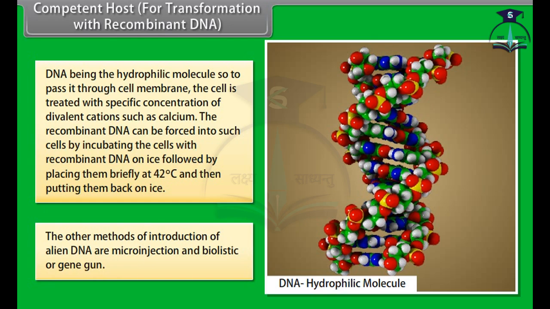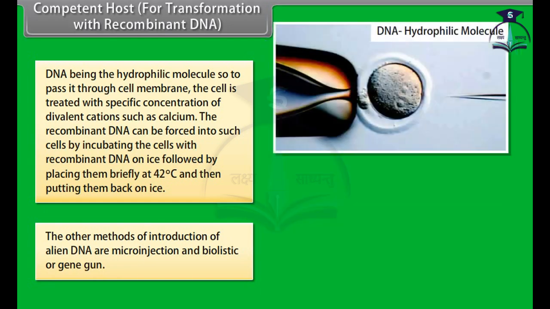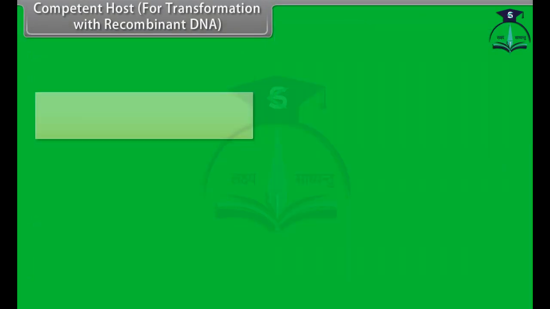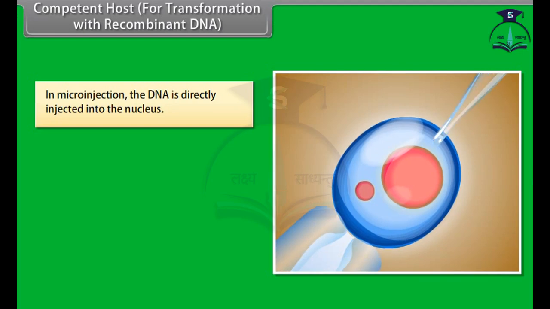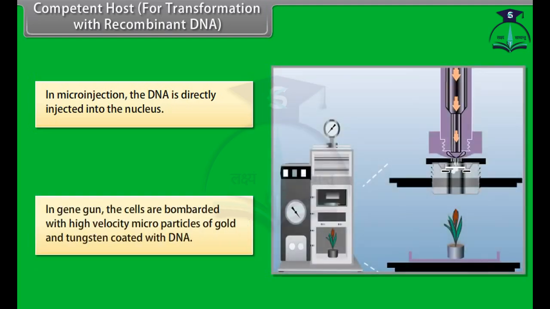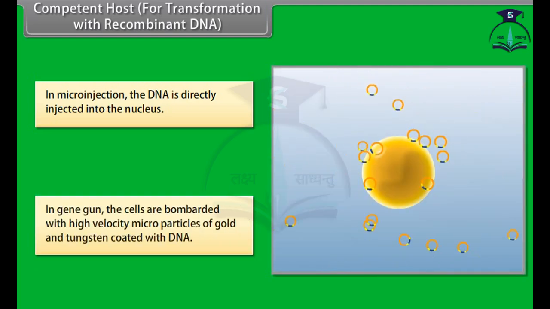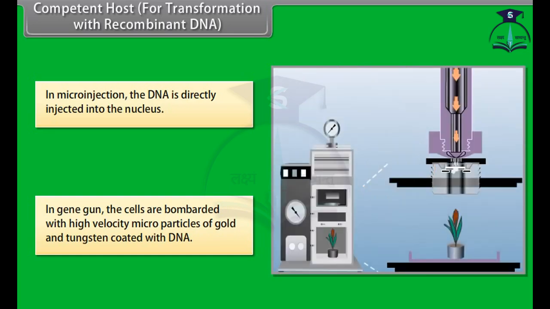The other methods of introduction of alien DNA are microinjection and the ballistic or gene gun. In microinjection, the DNA is directly injected into the nucleus, and in the gene gun, the cells are bombarded with high-velocity microparticles of gold and tungsten coated with DNA.